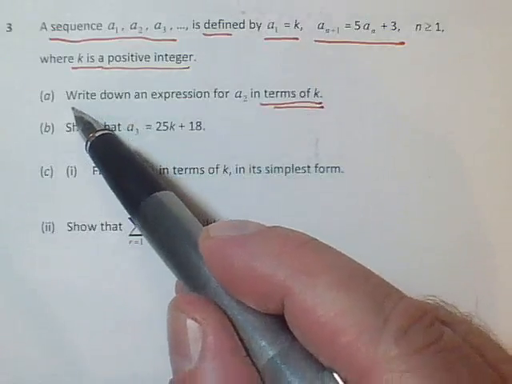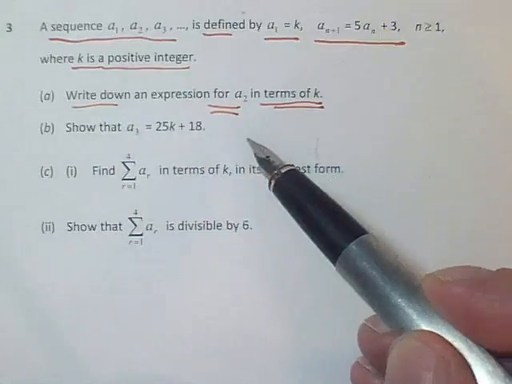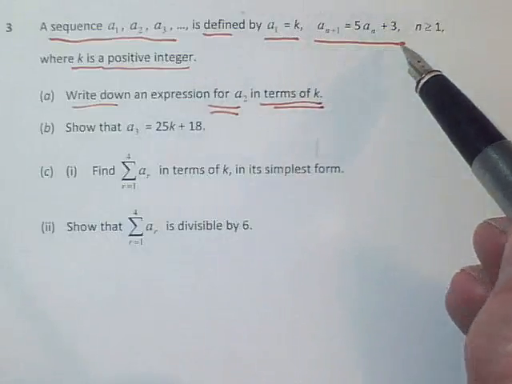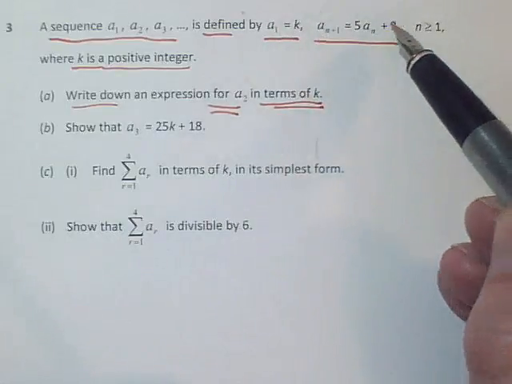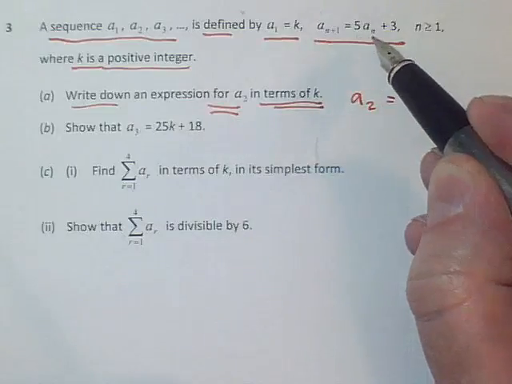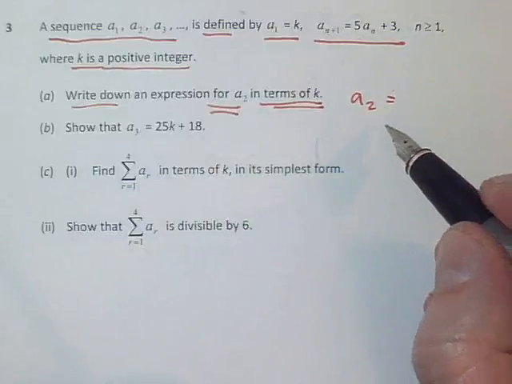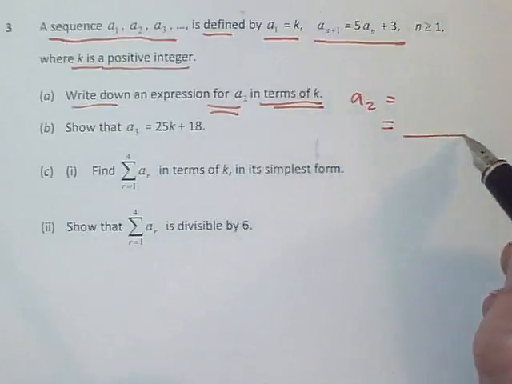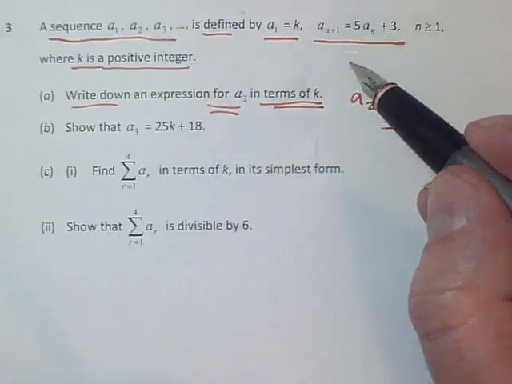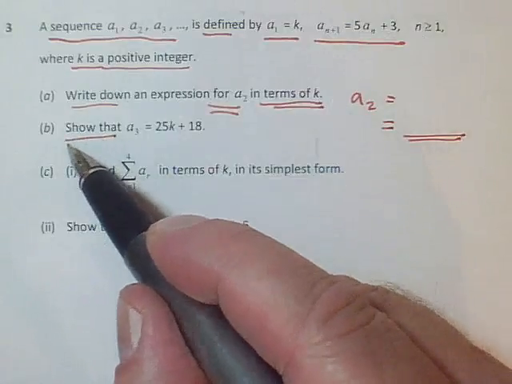So what have we got to do? We've got to get an expression for a2 in terms of k. Well, we know what a1 is, and this enables us to work out a2. So a2 is going to equal 5 times something plus 3, just as in the previous two questions, and you simplify that and you'll get an answer which will have k's in it from substituting your a1 value into that formula.